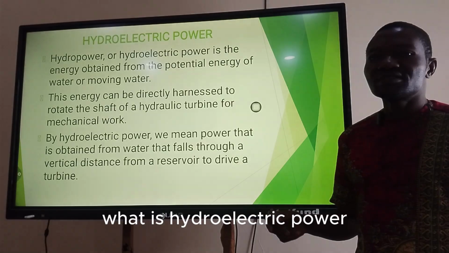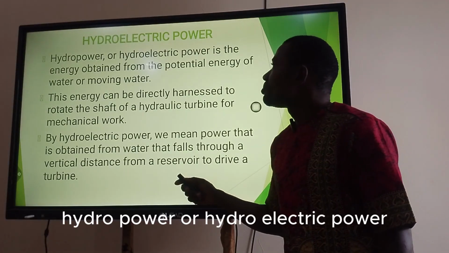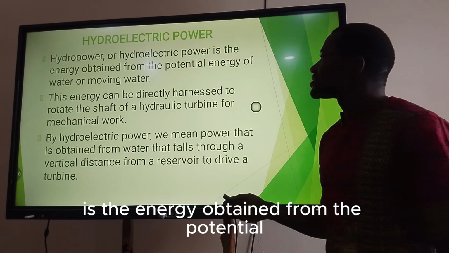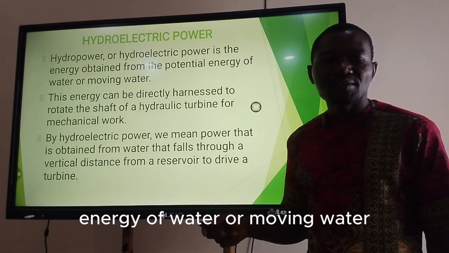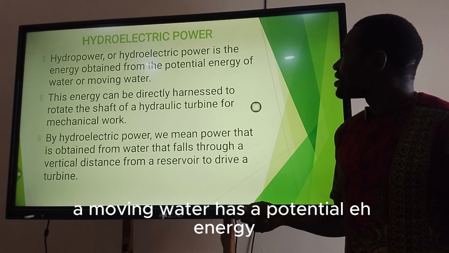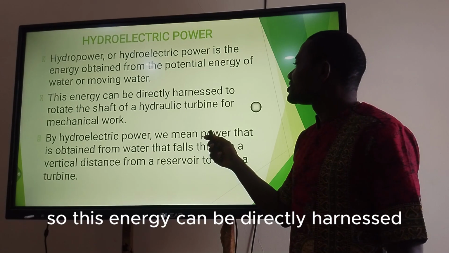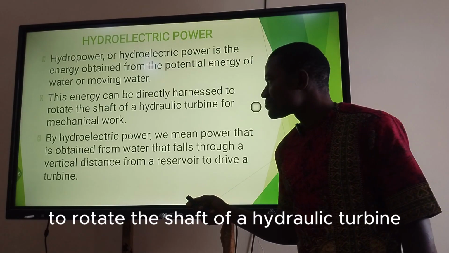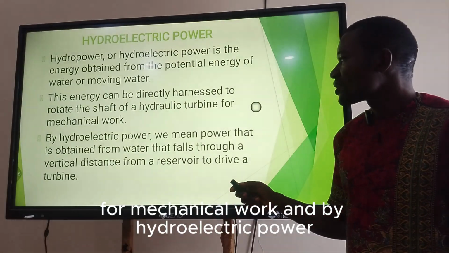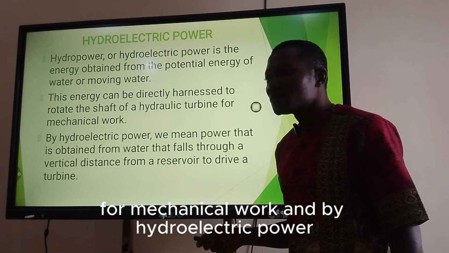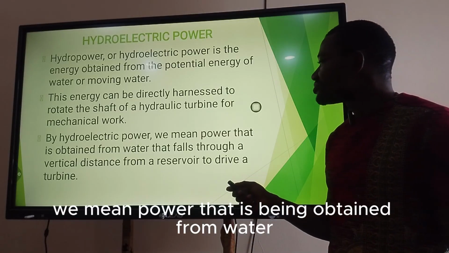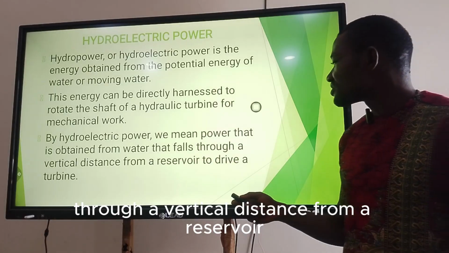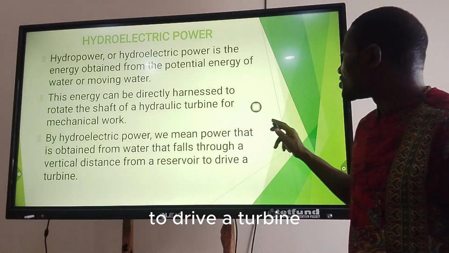What is hydroelectric power? Hydropower or hydroelectric power is the energy obtained from the potential energy of water or moving water. The moving water has potential energy. So this energy can be directly harnessed to rotate the shaft of a hydraulic turbine for mechanical work. By hydroelectric power, we mean power that is obtained from water that falls through a vertical distance from a reservoir to drive a turbine.